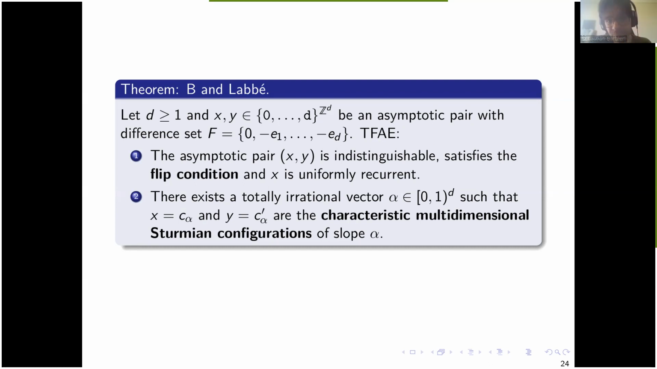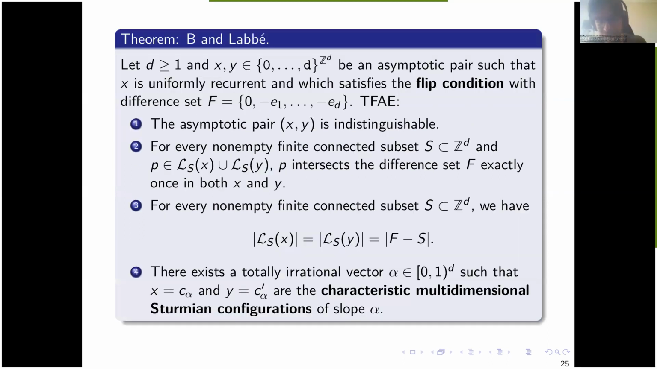I'm gonna show that indistinguishability plus some technical condition, which I'm gonna call the flip condition, and uniform recurrence is equivalent to being a multidimensional Sturmian configuration for some totally irrational slope. Okay, now I'm gonna define what all of this means. And before that, I'm just gonna tell you the theorem is stronger.